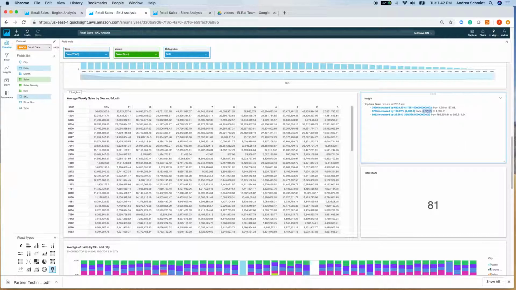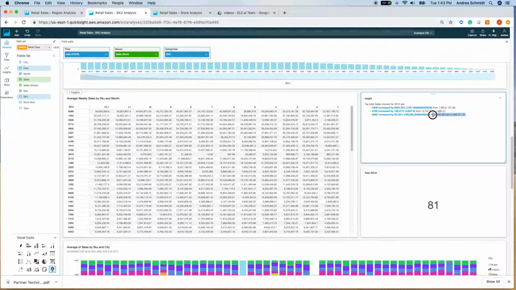Maybe this was returned for some reason, or something happened with this product to get a lot of negatives. And then this one, though, seems like a legitimate mover, right? This is legitimate. This is a 25% increase of this SKU number. It went from 786,000 to 986,000.